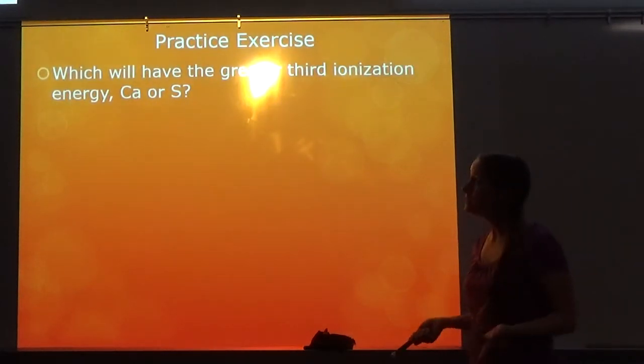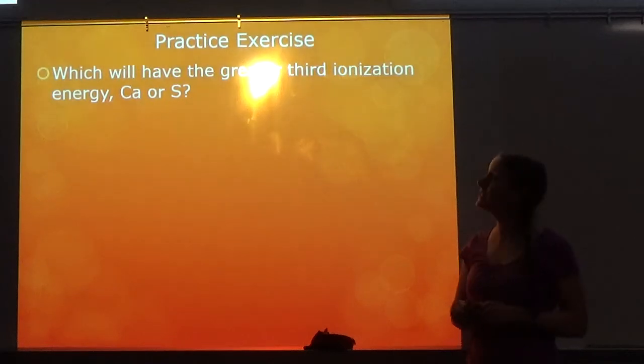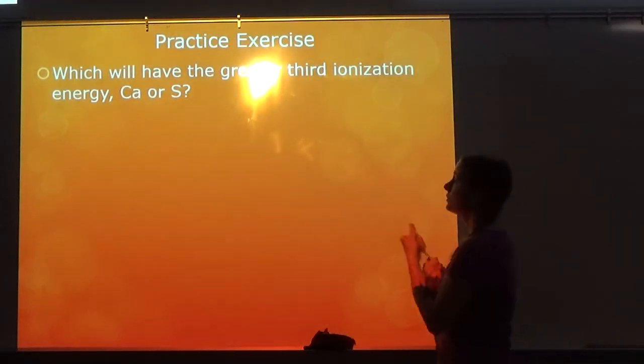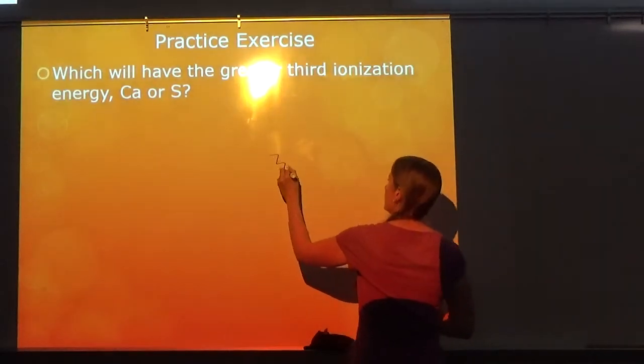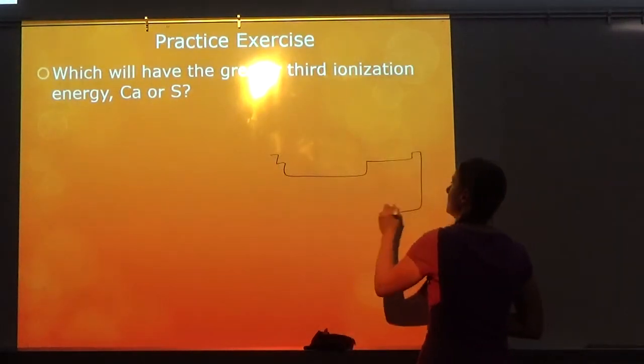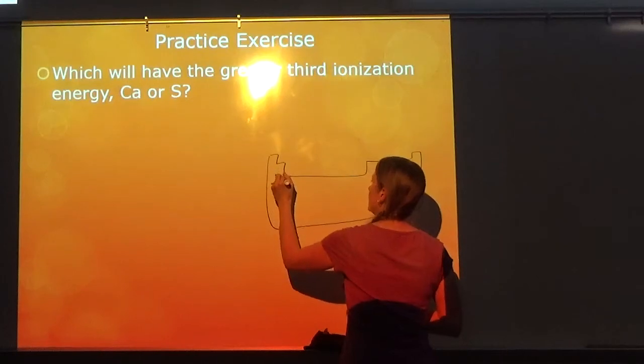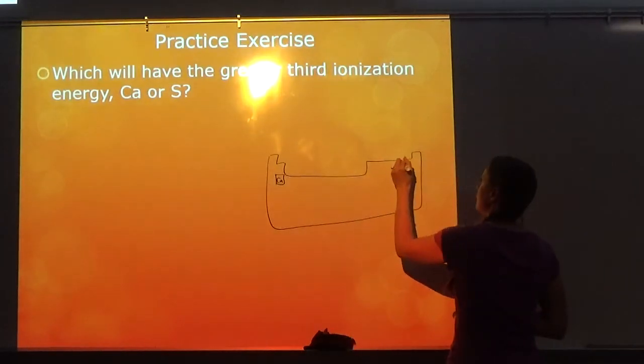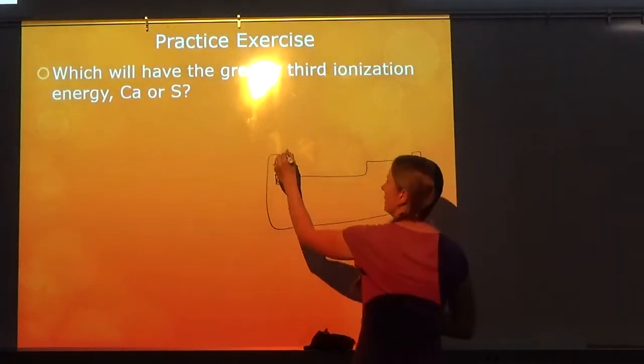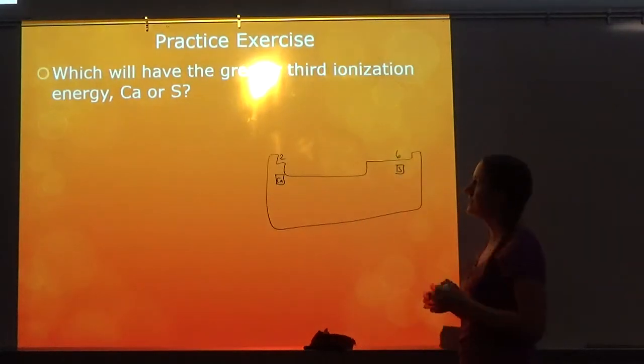Alright, so maybe pause it and try this one. It says, which will have the greater third ionization energy, calcium or sulfur? In case you don't have a periodic table, let me give you the positions again. Calcium is here and sulfur is over here. Calcium has 2 valence electrons, sulfur has 6.